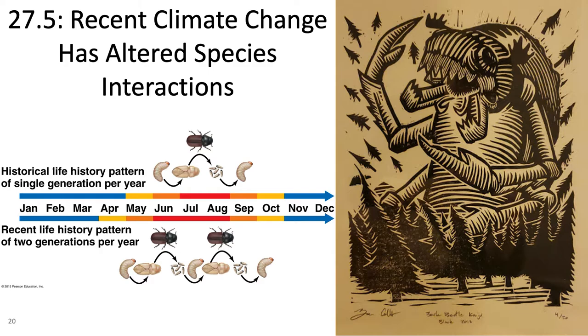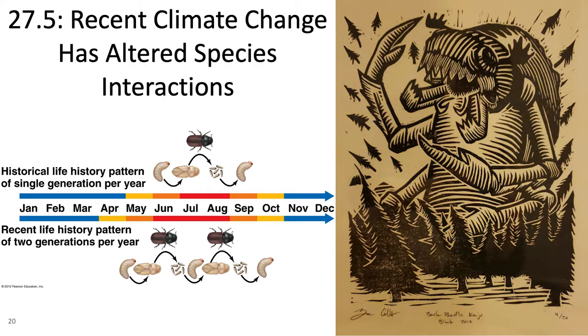You can imagine the kind of impact that it's going to have on a plant species if their herbivore has now doubled in population size over time. It's going to decimate them, right?